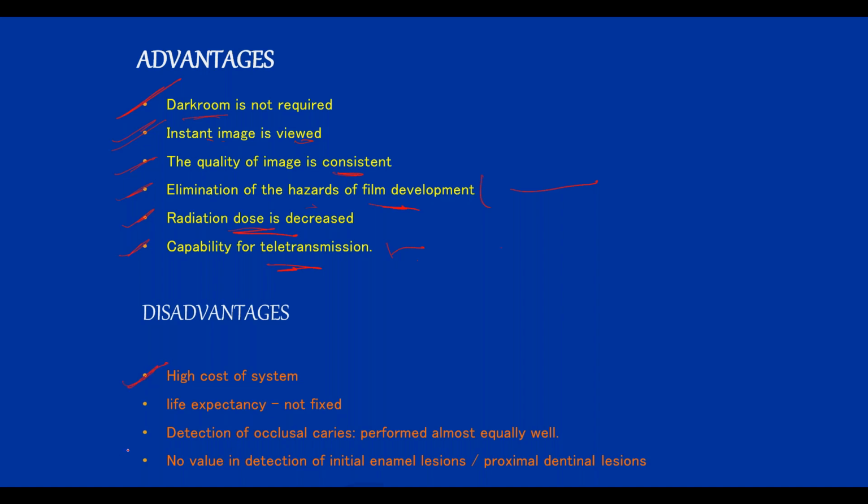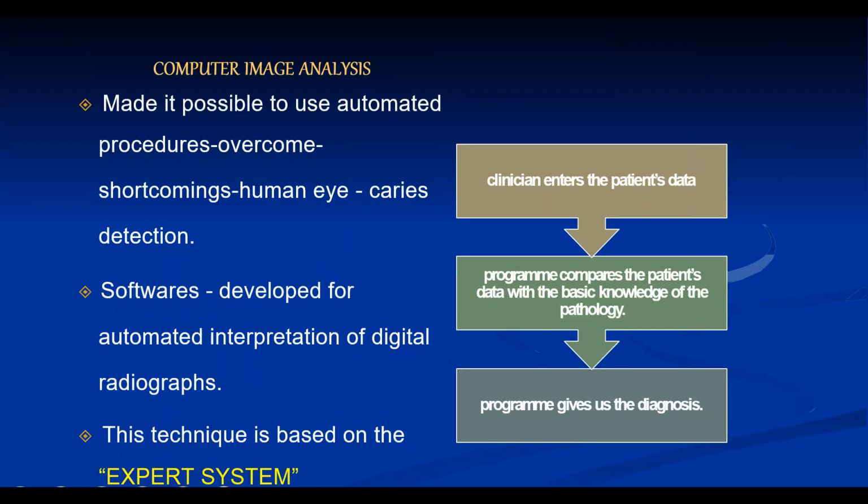Disadvantage, it is expensive because of the involvement of the sensors. These sensors are too sensitive, so you have to be very careful. Life is short. Detection of the occlusal caries performed almost equally well. No value in detection of initial enamel lesions, so they are also not able to detect the incipient lesions.